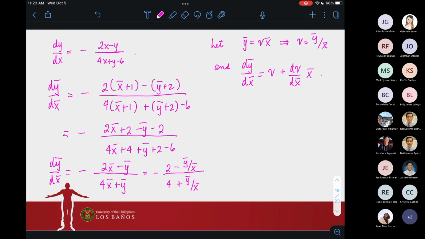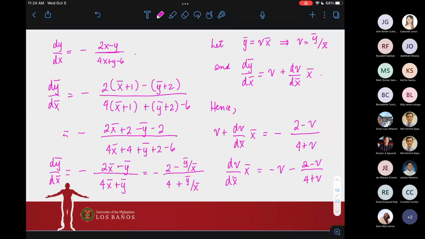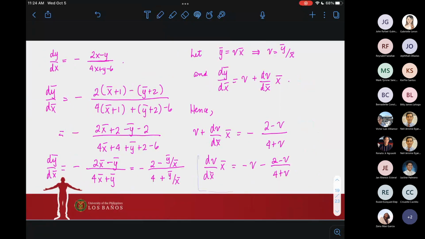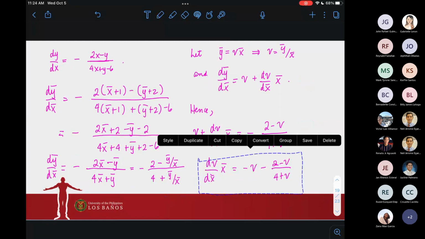So let's just put this into our ODE. So hence we have the following. dy bar over dx bar is v plus dv over dx bar times x bar equals negative ng 2 minus v over 4 plus v. Okay? Or we'll have dv over dx bar, x bar, equals negative v minus 2 minus v over 4 plus v.